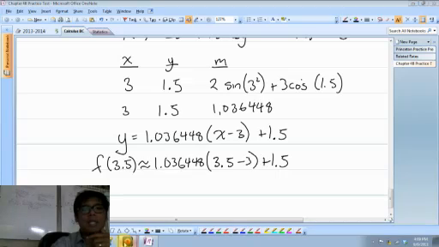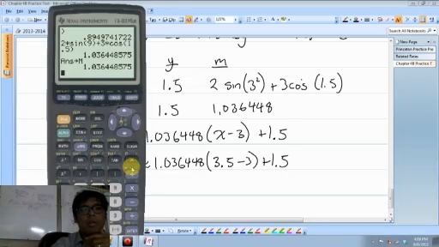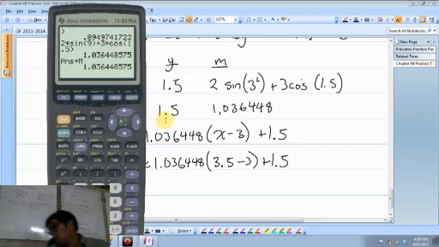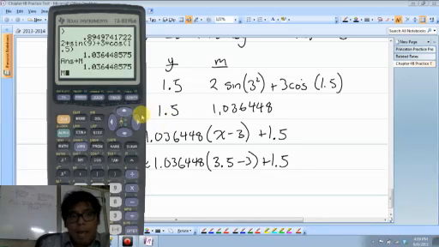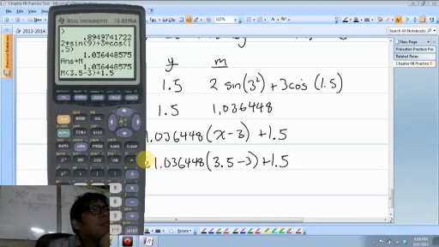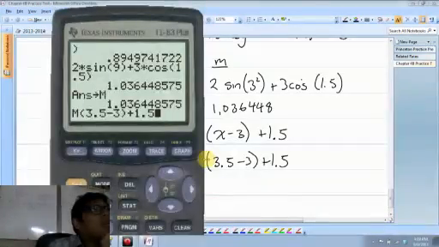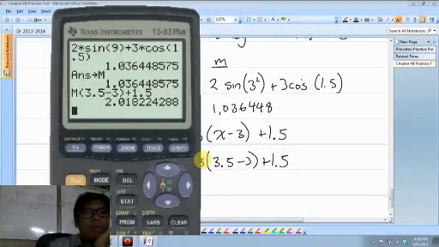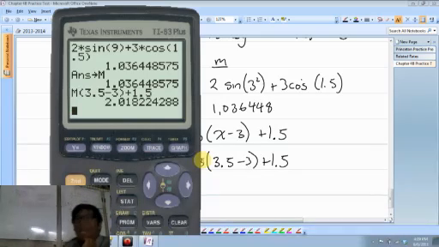I'm not going to take any chances, and I'm going to use my calculator to compute that. There we go. Okay, so it's m times a quantity of 3.5 minus 3 plus 1.5. Make good use of your calculator. 2.018.